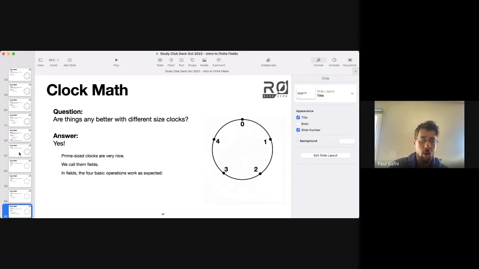The four basic operations on this clock, if you sort of just make a multiplication table, subtraction will undo addition, as you would hope. Division will undo multiplication, as you would hope. Every number has a reciprocal. In this case, 2 times 3 is equal to 1. So 2 and 3 are each other's reciprocals. And 4 is its own reciprocal on this clock.